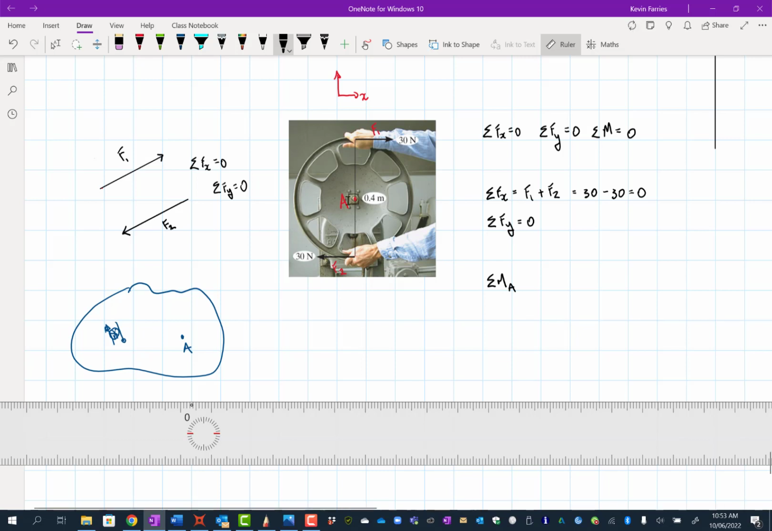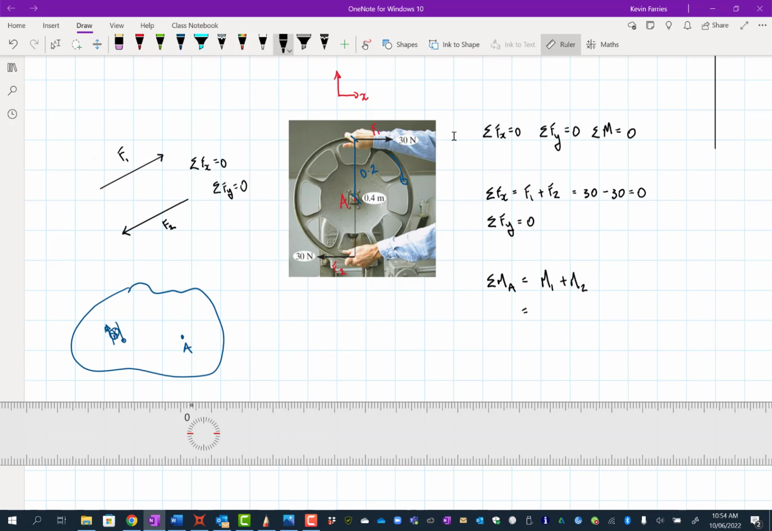So the sum of the moments about the centre of that hand wheel is going to be, so we've got the first moment from this force up here, we'll just call them M1 and M2, equals M1 plus M2. For M1, we've got a force of 30 newtons and it's 0.2 meters from the centre, so the total distance across the wheel is 0.4, but this distance here is 0.2 meters. So we've got 30 times 0.2 and it's heading in a clockwise direction, so it's negative.